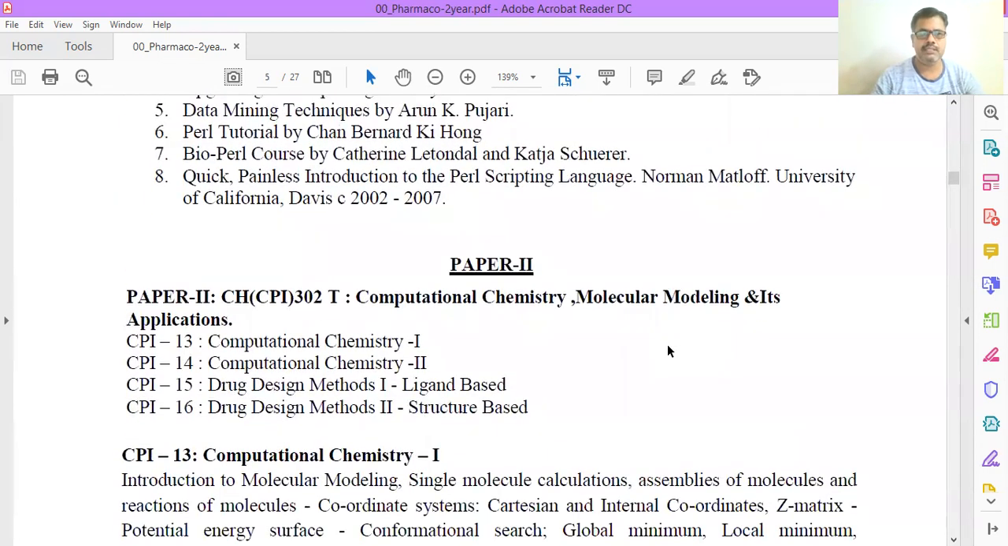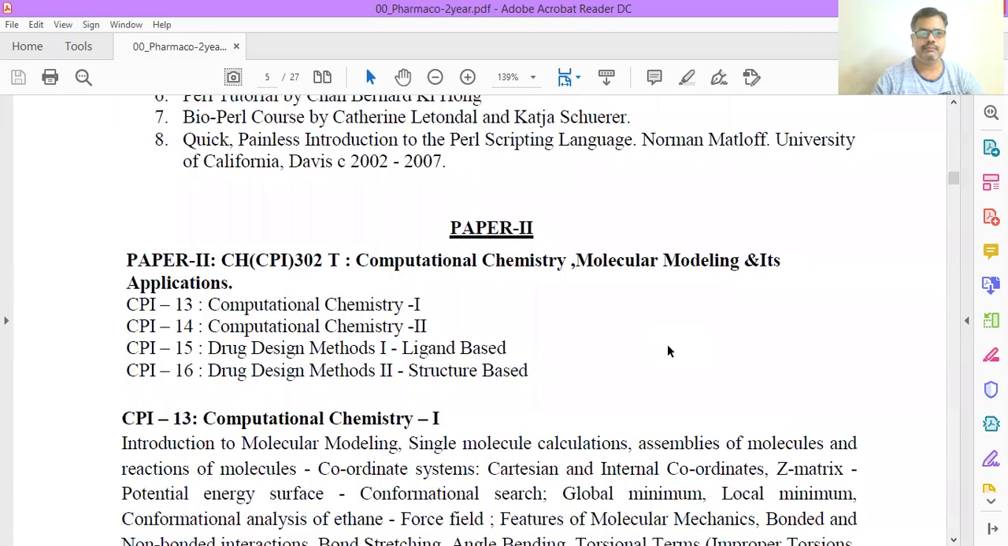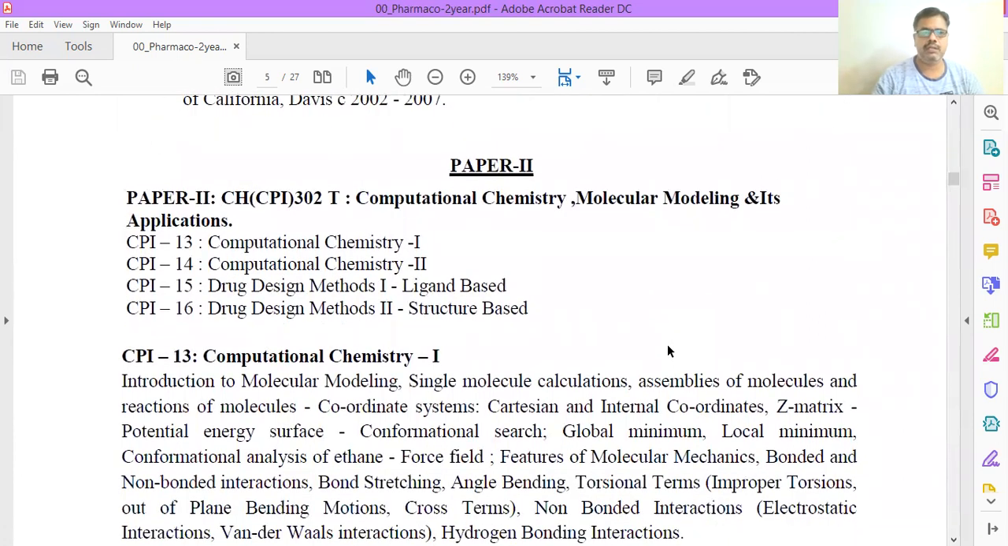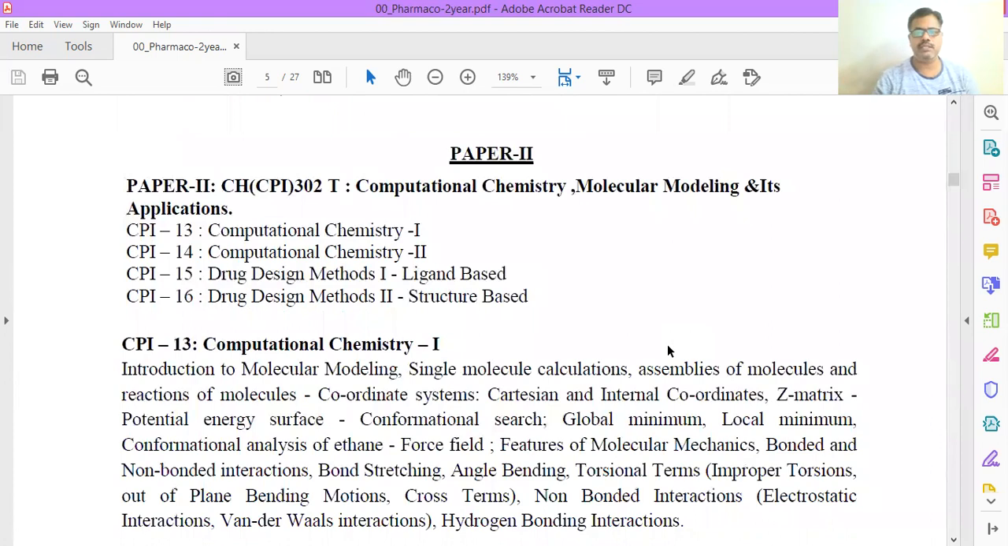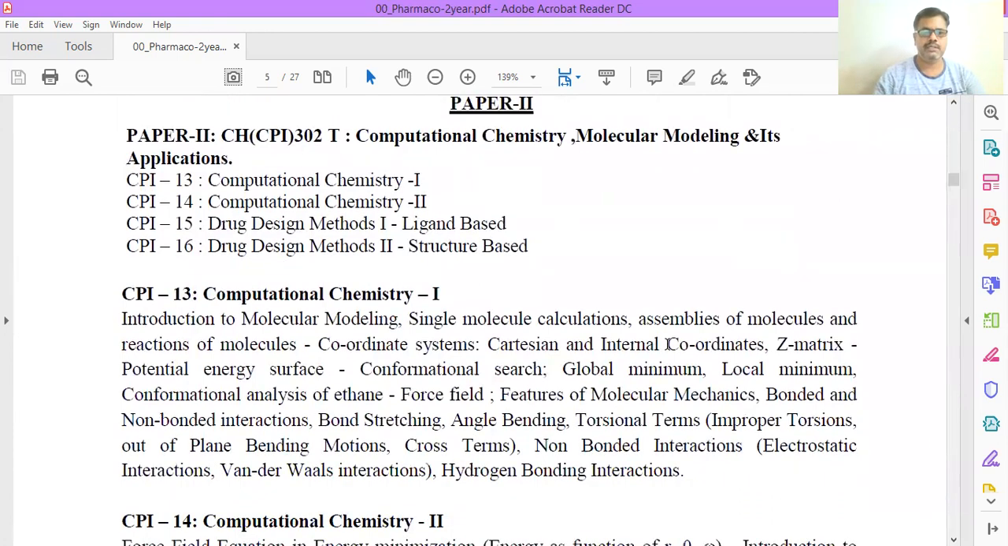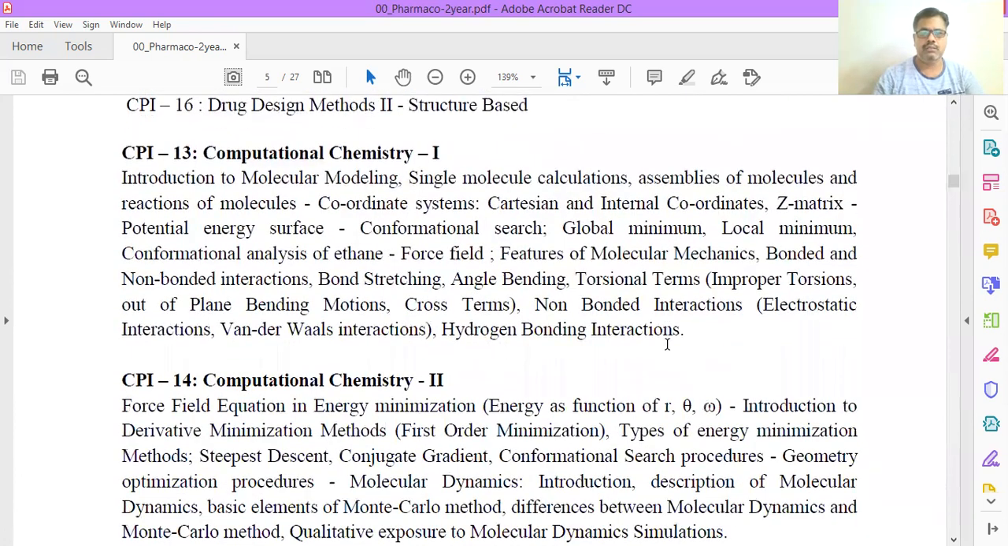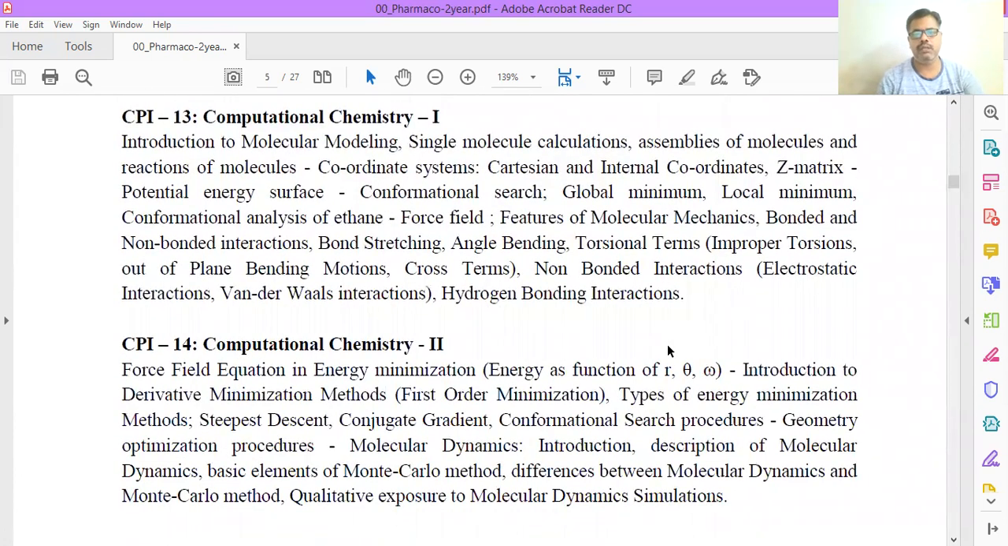The second paper is computational chemistry: computational chemistry and molecular modeling and its applications. In this there are computational chemistry 1 and 2, and drug designing methods 1 and 2. In computational chemistry 1 and 2 you go through molecular minimization, meaning the energy parameters and coordinate parameters of molecules: macromolecules such as proteins and DNAs, and micromolecules, the small molecules that are ligands or drugs.